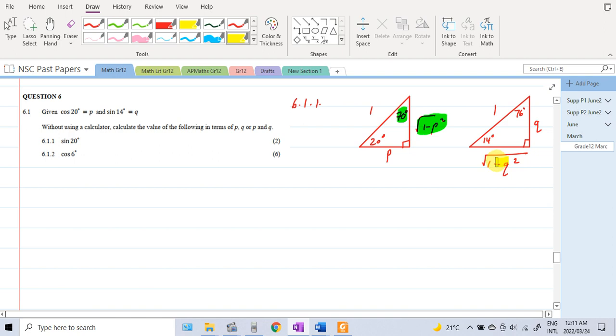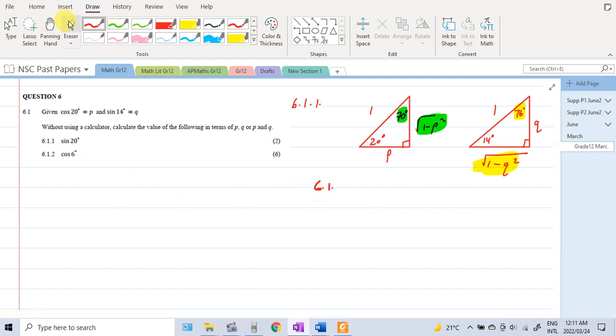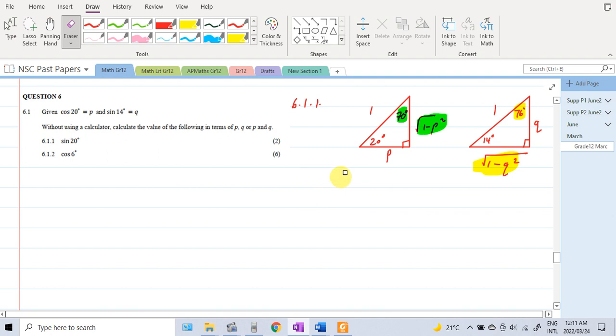Let us solve. What is sine of 20? 6.1.1. So that's basically these two triangles, part of your answer. It's better to draw both the triangles. So sine of 20 degrees we'll take from the first triangle. Sine of 20 degrees is equal to opposite over hypotenuse, so the square root of 1 minus p squared.